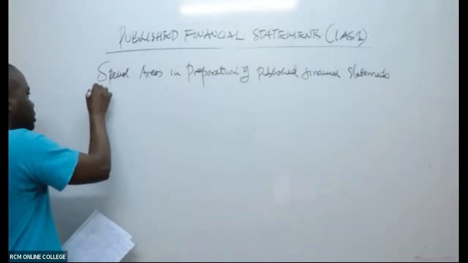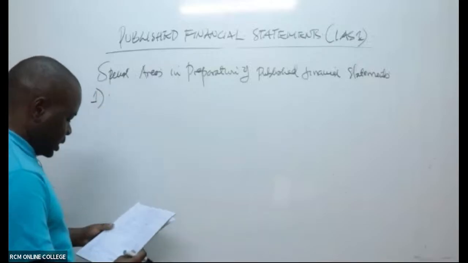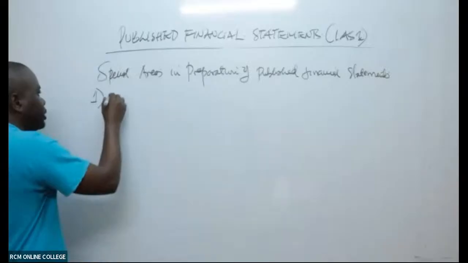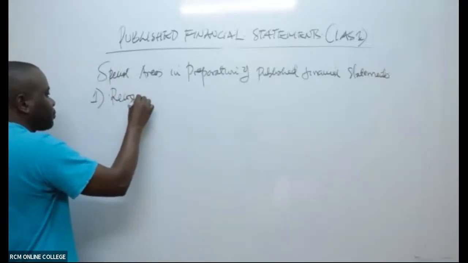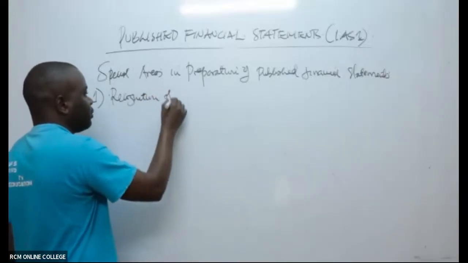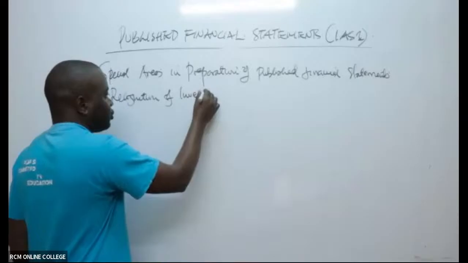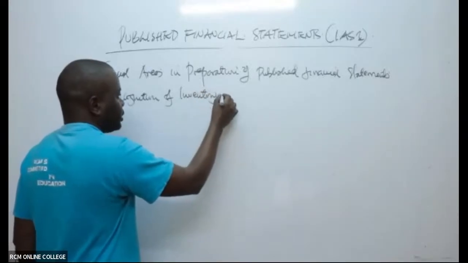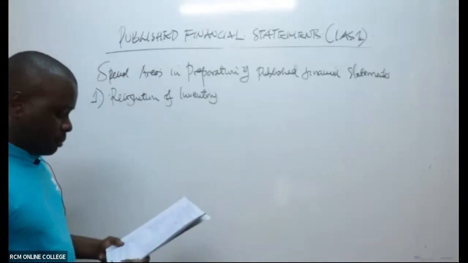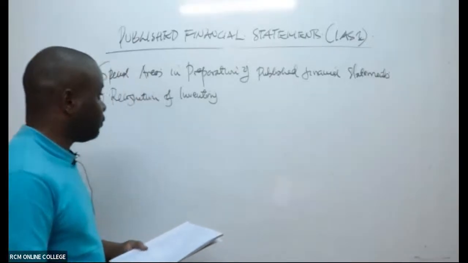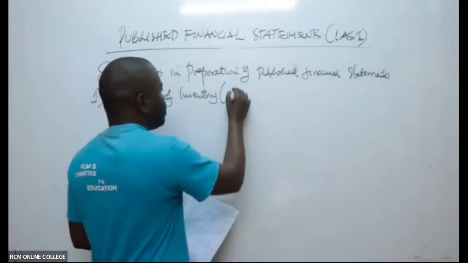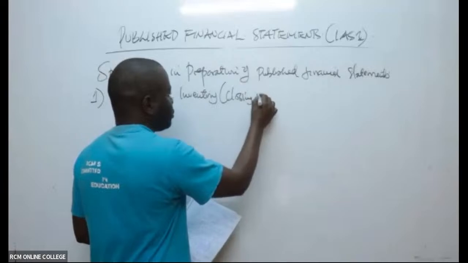So number one, of so much importance, is how do you recognize inventory? Recognition of inventory. So how do you recognize what? Inventory. Inventory is what you call closing stock. So inventory, or in this case what you are getting used to, is closing stock.